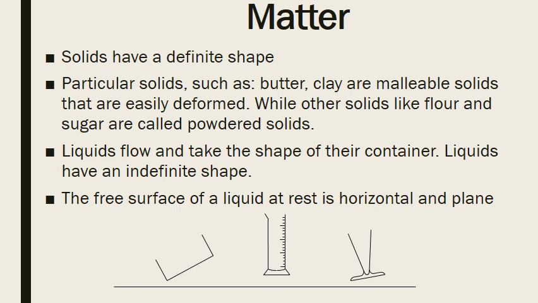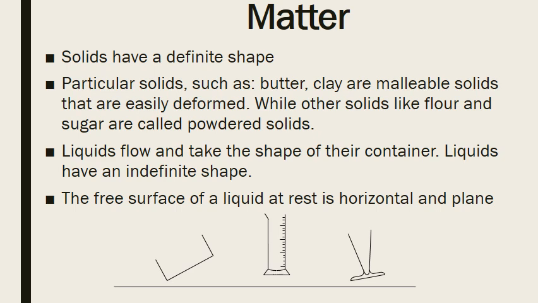Now we said matter exists in 3 states. These are solid, liquid and gas. We first looked into solids and we said that solids have a definite shape and can be held by fingers.